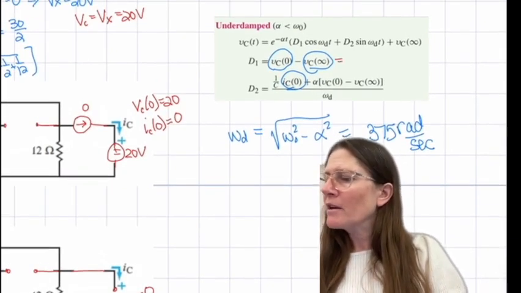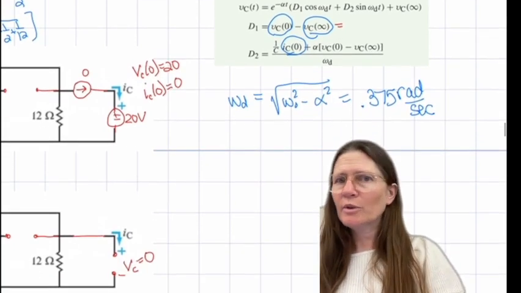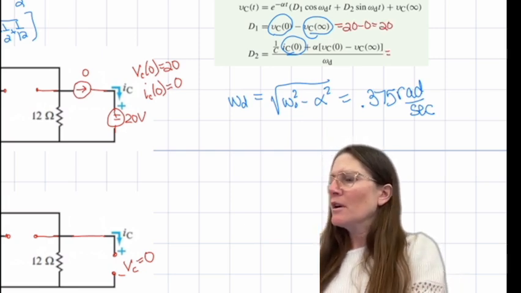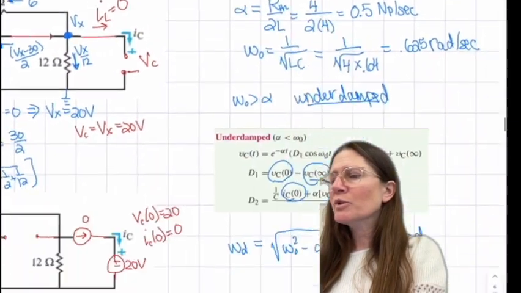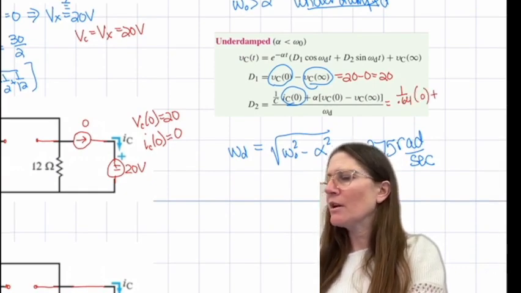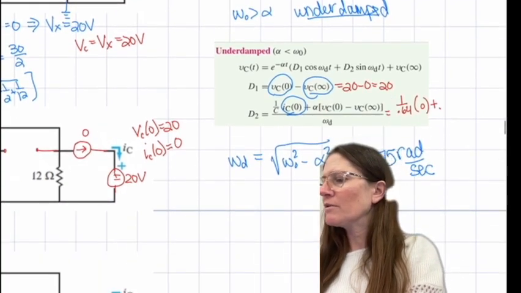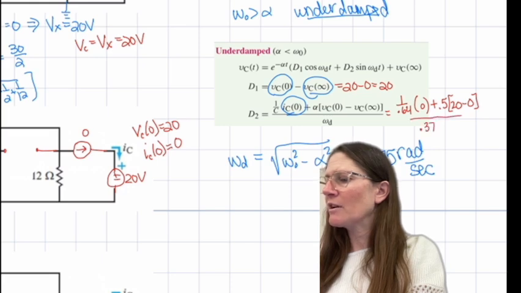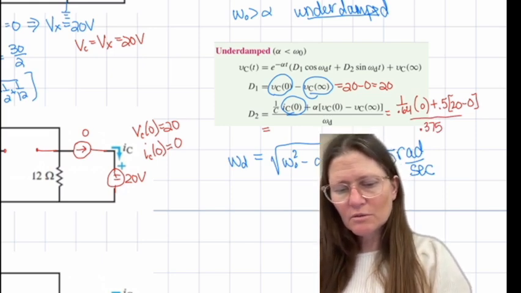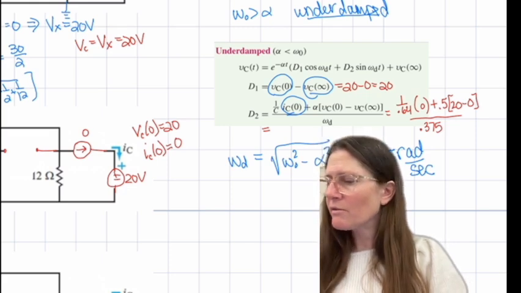So Vc 0 is 20 minus 0 for 20. And C was 0.64. And then Ic 0 is 0. And alpha is 0.5. Vc 0 is 20, and Vc infinity was 0, all over 0.375. So this gives me a D2 of 80 over 3.